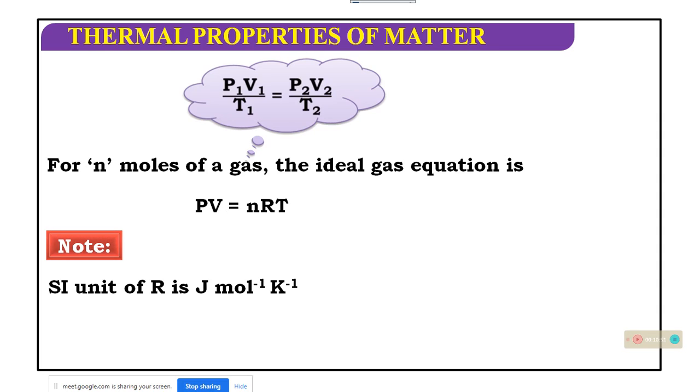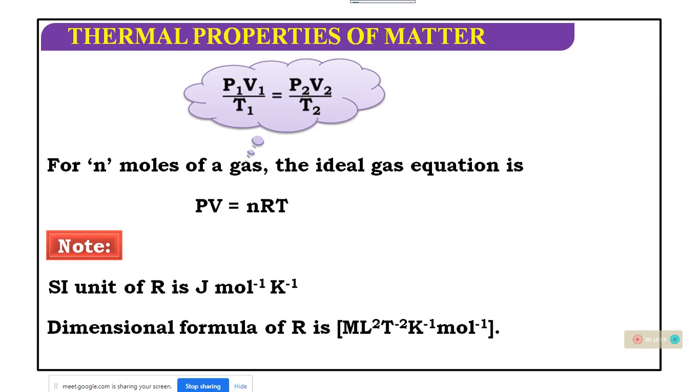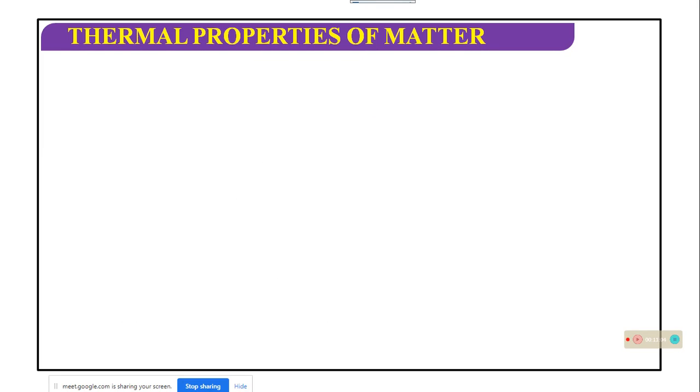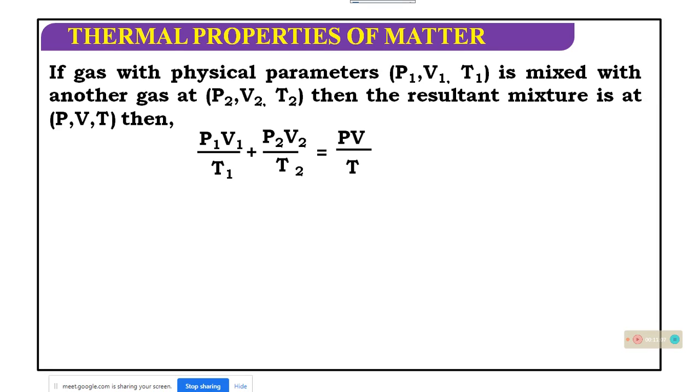The R value is joule mole to the power minus 1 Kelvin to the power minus 1, and the R value is 8.314. Okay. If a gas with physical parameters P1, V1, T1 is mixed with another gas P2, V2, T2, then the resultant mixture is P1 V1 by T1 plus P2 V2 by T2 equals the common volume, pressure and temperature, respectively.